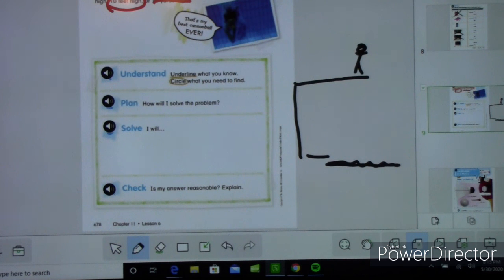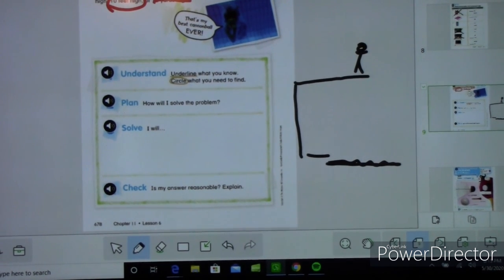All right, so use your logic, use your brain, think these things through. Let me know if you need any help with it. Your work is on page 679 and 680.